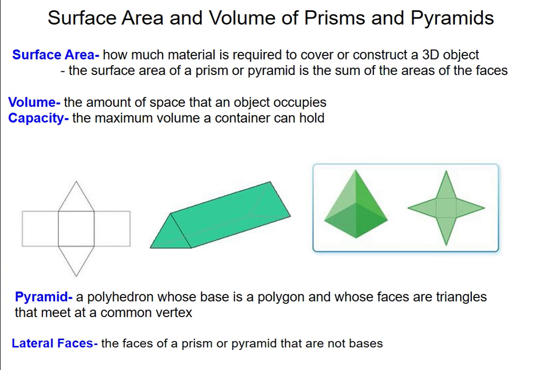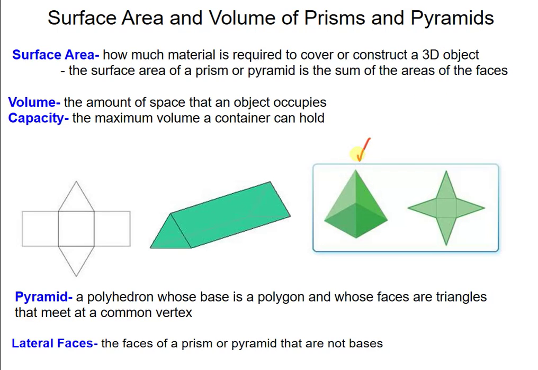Okay, lesson 8.3, surface area and volume of prisms and pyramids. The surface area of a prism or a pyramid is how much material is required to cover or construct the 3D object. So it must cover every single side. This is adding the area of every single side up.